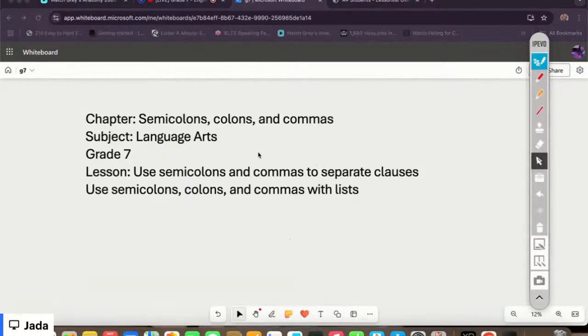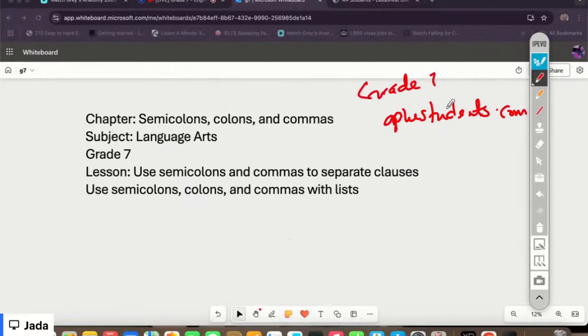Today we will have semicolons, colons, and commas. First, you have to log in using aplusstudent.com. Click on your name, move on to language at grade 7. The chapter is semicolons, colons, and commas. The lesson will be use the semicolon and commas to separate clauses, and use semicolons, colons, and commas with lists.